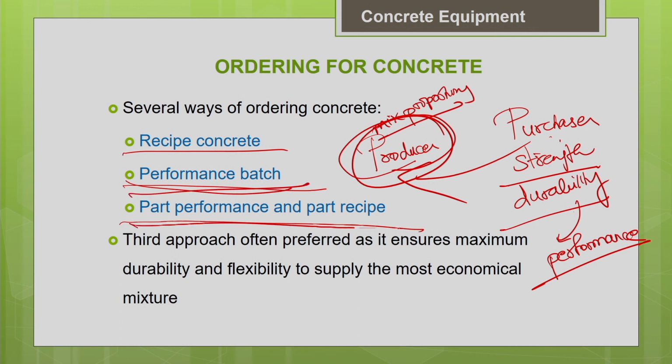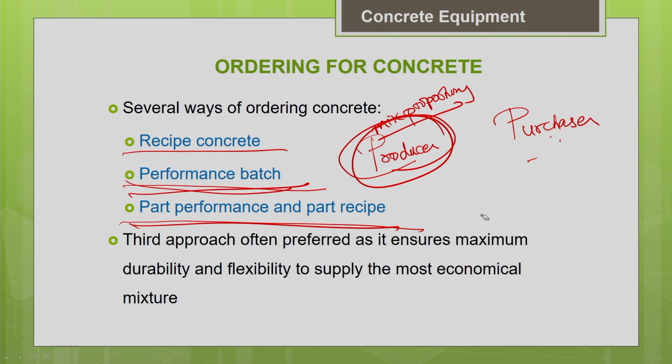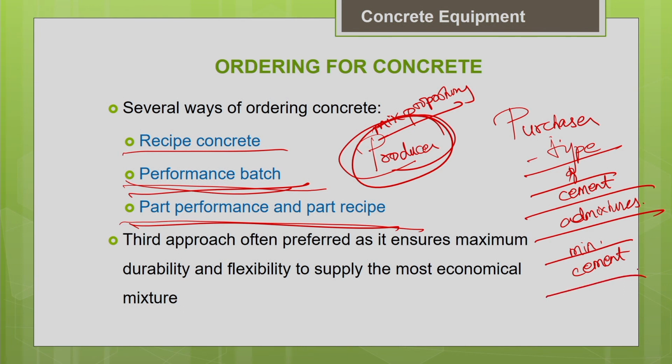And the third one is part performance and part recipe, where both of them have their roles in the mix proportioning. That means your purchaser can even give suggestions, say, this is the type of cement needed. He can give some recommendations on admixtures to be used. And he can even say at least use this much amount of cement, minimum cement requirement. So, these guidelines the purchaser can give. In addition, the producer will decide the remaining mix proportions. He will design the remaining mix proportions. So, both are participating in the mix proportioning.